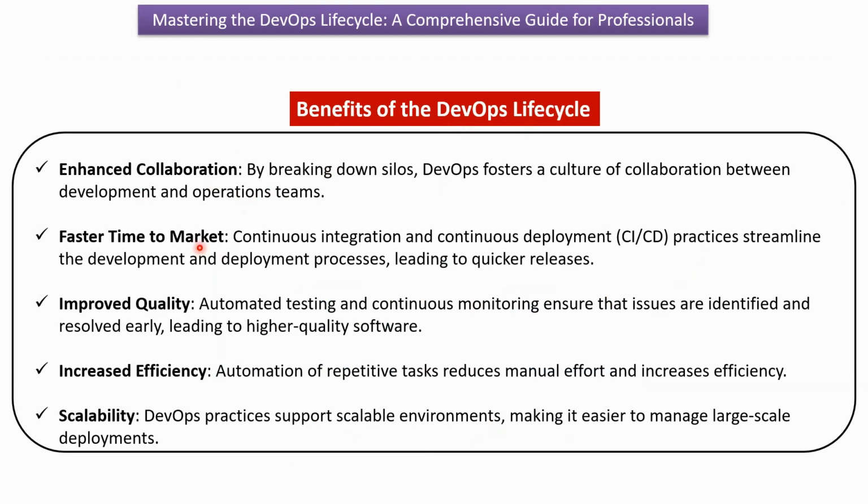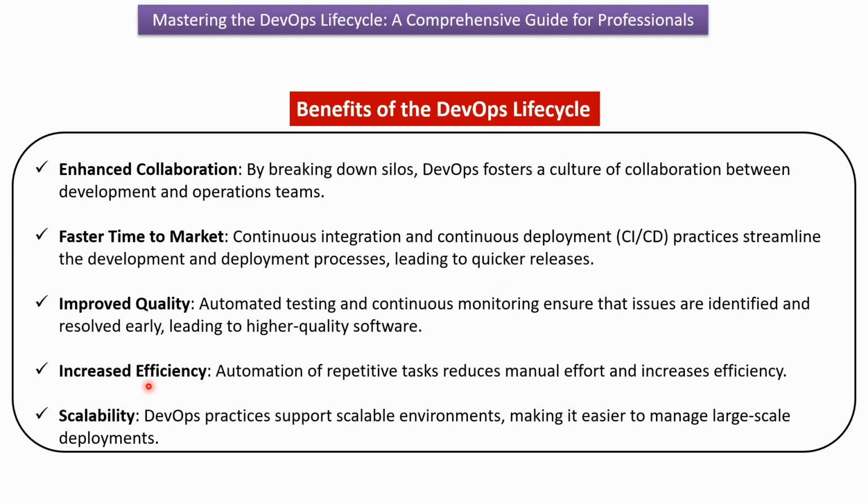The second point is faster time to market. Continuous integration and continuous deployment practices streamline the development and deployment processes, which leads to quicker releases. The third point is improved quality. Automated testing and continuous monitoring ensure that issues are identified and resolved early, leading to higher quality software.